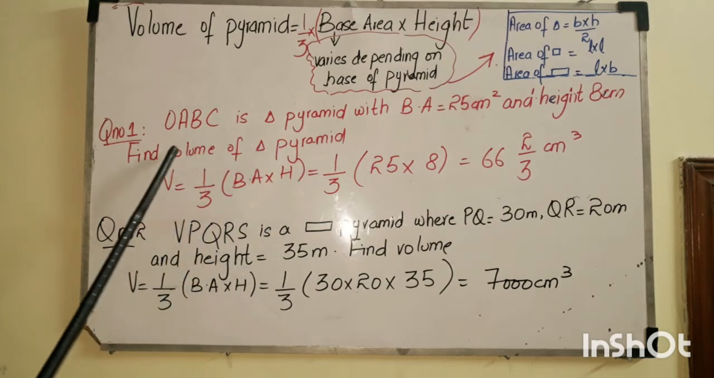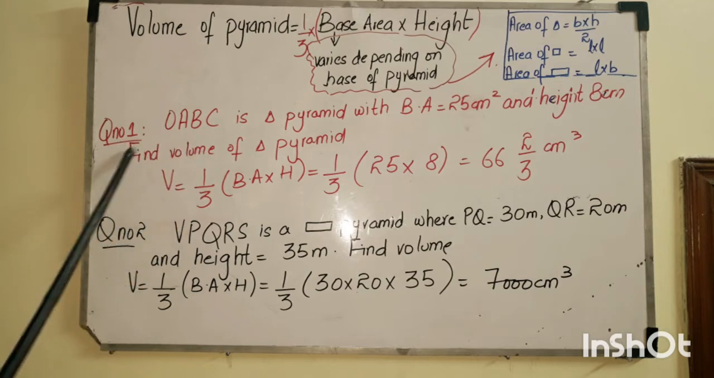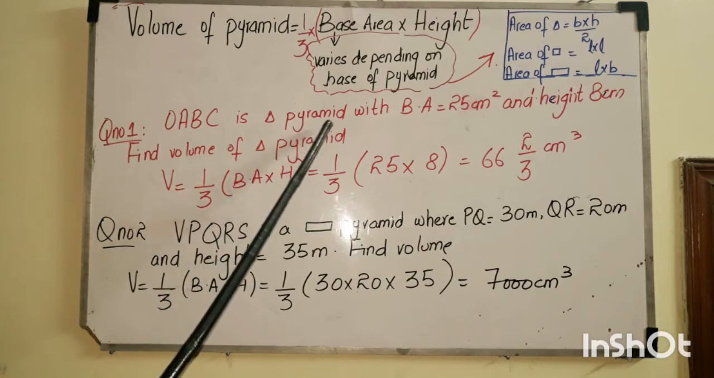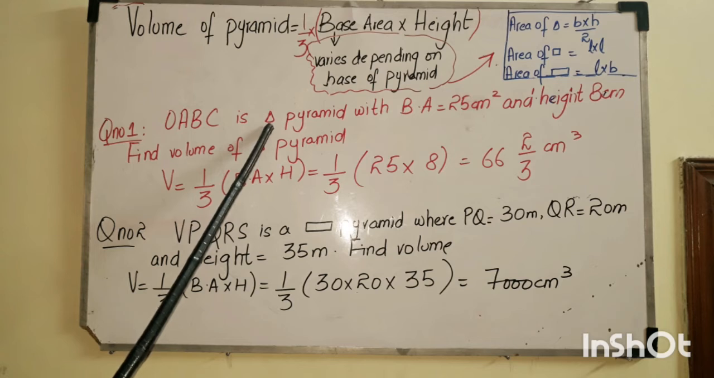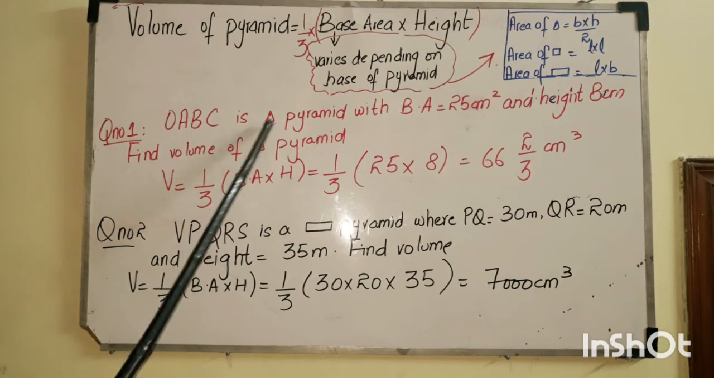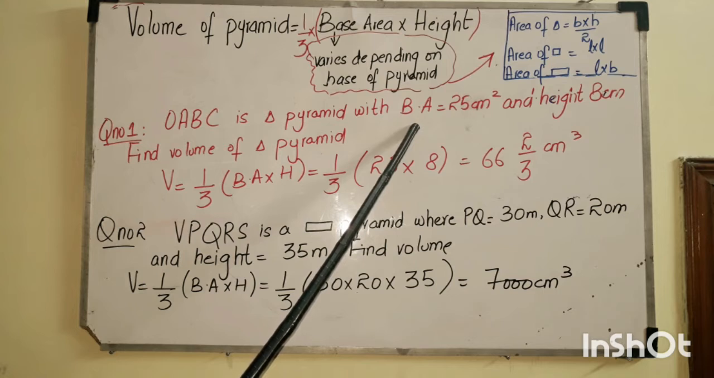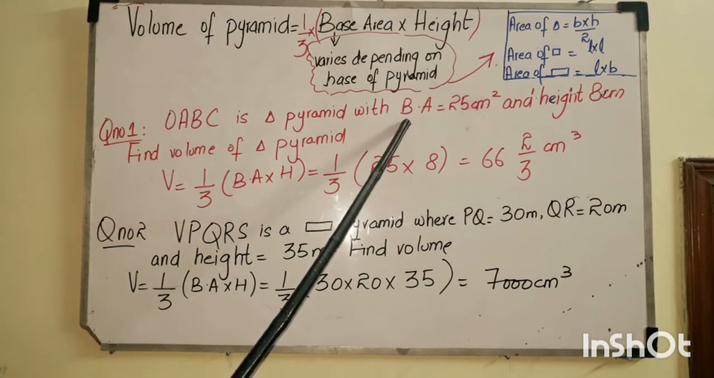I am not going to repeat these in the questions. Depending upon the nature of the question, you need to understand which formula you are going to apply for the base area. Question number 1 I have taken: OABC is the triangular pyramid. This is the sign of a triangular pyramid, so it tells me that I am going to use the base area of the triangle. In the question I have given you the base area, so you don't need to use the formula here. Directly we need to put the values in the formula of the volume.